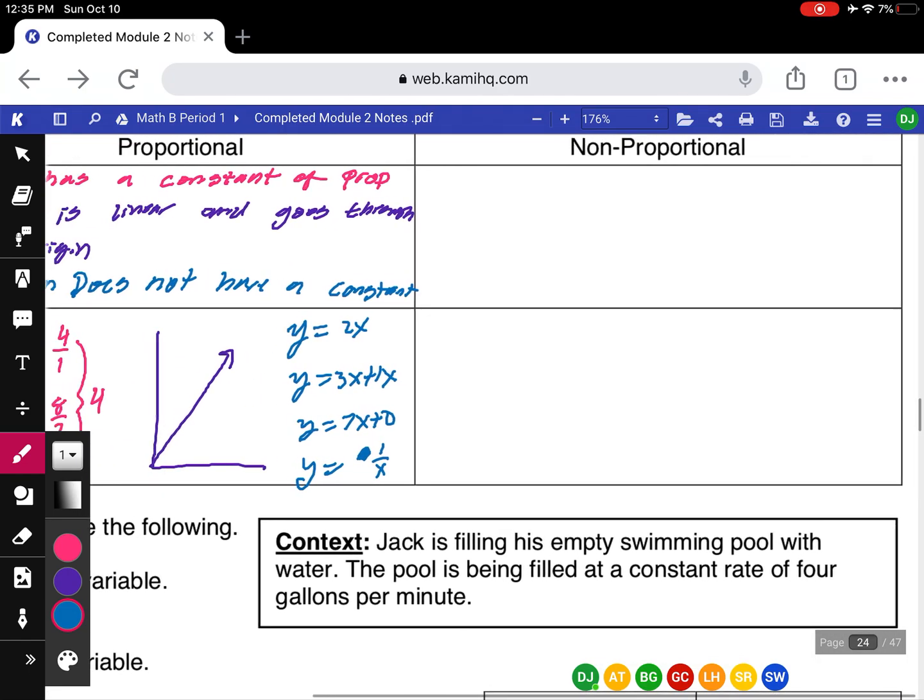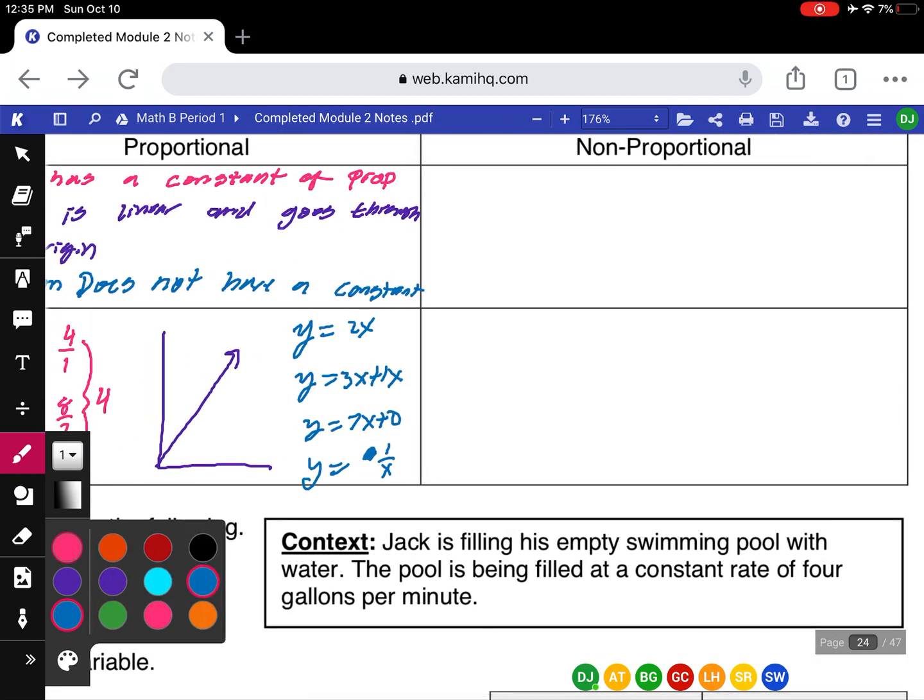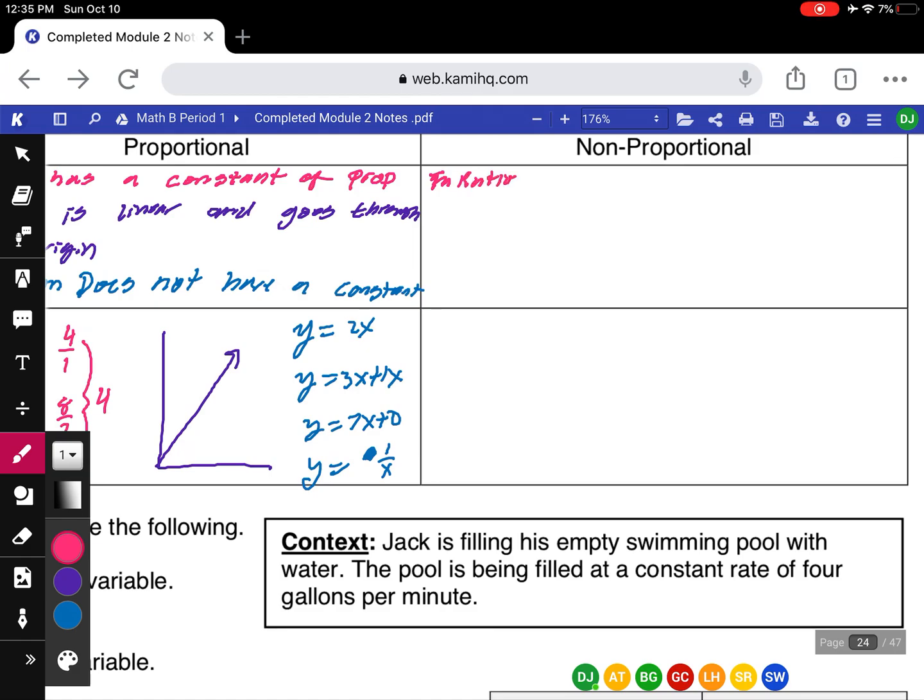Now let's look at non-proportional. There are a handful of things that make it non-proportional. First thing is the table values. I should say the ratio of y over x are not all equal.